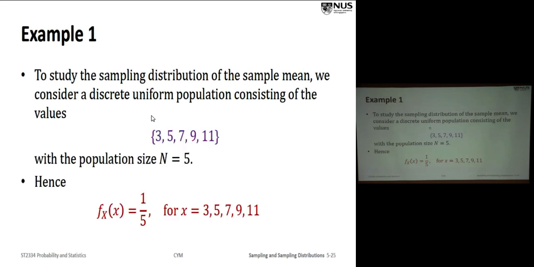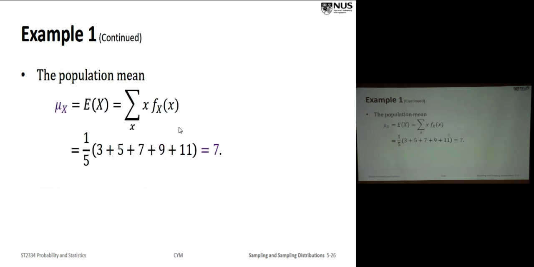Let's study this a little bit. Hopefully it will exemplify what I've been talking about on the previous slide. Suppose we want to study the sampling distribution of a sample mean where we have a discrete uniform population. Here the population size capital N is 5. The probability that I take the value 3 is 1 over 5, the probability I take 5 is 1 over 5, the probability I take 11 is 1 over 5. This is the probability mass function for this random variable. This is the population, if you like.